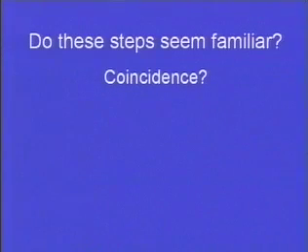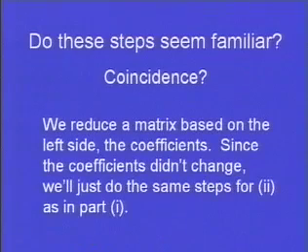Now, those were the same 2 steps that we started with in the last problem. Do they seem familiar? Well, they should. It's exactly what we did last time. Row 3 plus row 1 was our first step. Row 2 switch with row 3 was our second. You think that's coincidence? No, never. So why was it the same? Well, it's because we reduce a matrix based on the left side. Those coefficients didn't change from part 1 to part 2. Since the coefficients didn't change, we'll just do the same steps over again for part 2 as we did in part 1. And we'll do those same steps over again for part 3 that we did in part 1.